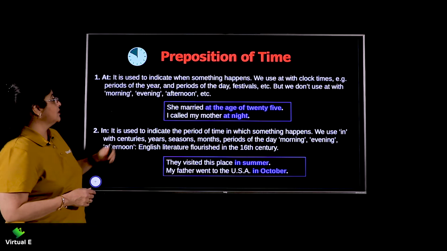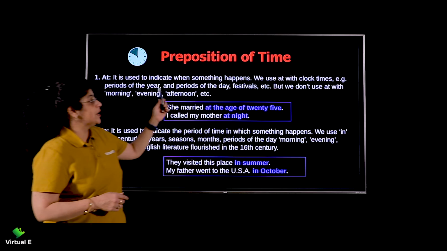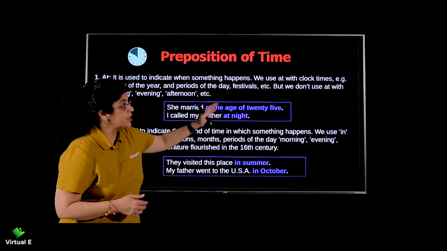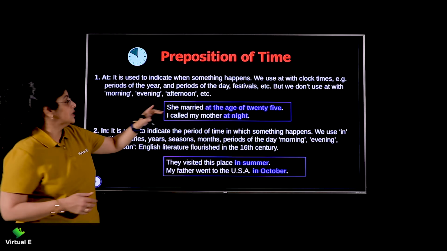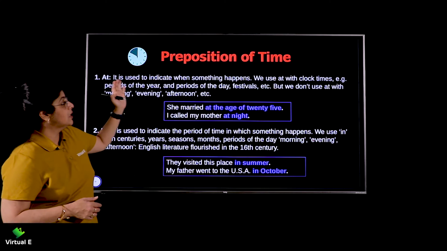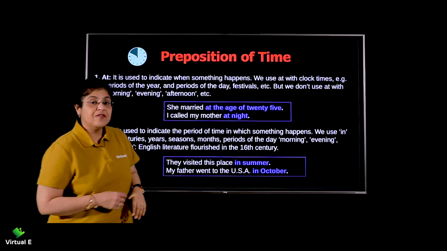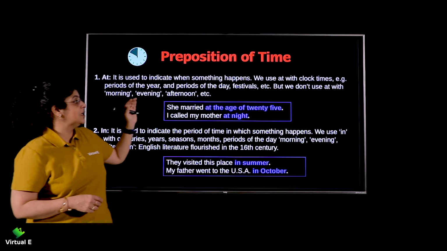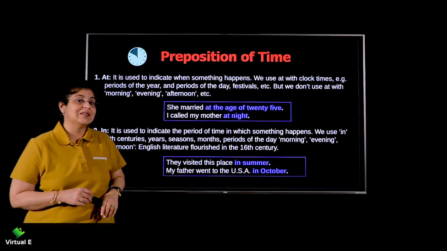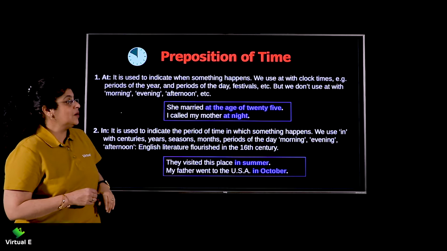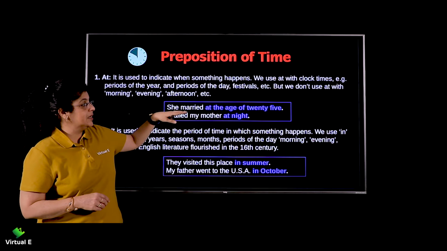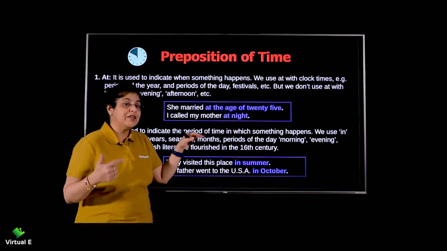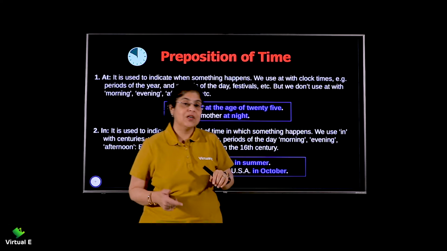So let's begin with at. It is used to indicate when something happens. We use at with clock times, example periods of the year and periods of the day, festivals, etc. But we don't use at with morning, evening, afternoon, etc. Now they are telling you time. Now we all know, I know it's pretty shocking. It's equally disgusting for us.